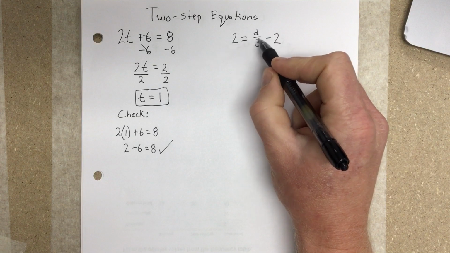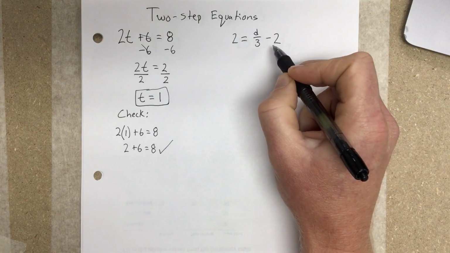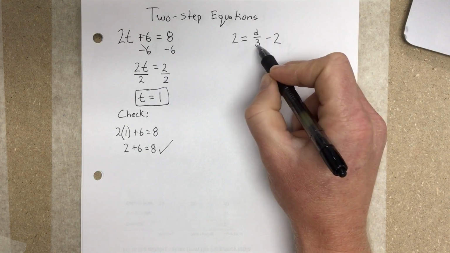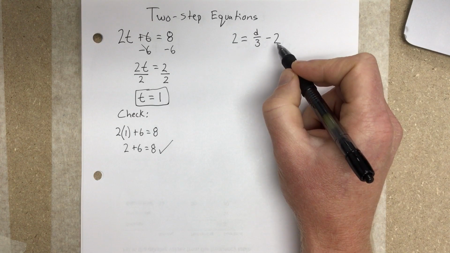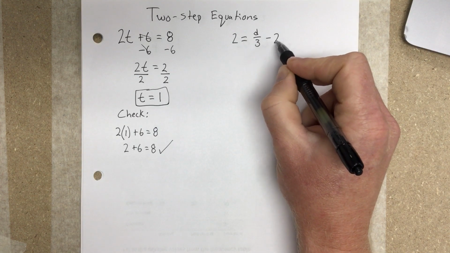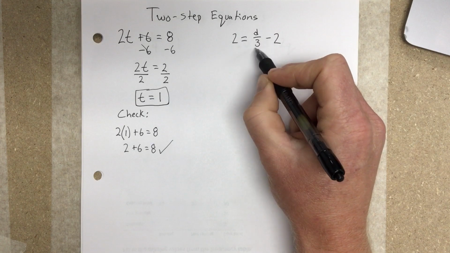So I have a fraction, and a fraction just means division. This sign is the division sign. So I have two operations here. I have division of 3, and I have subtraction of 2. So I need to do the opposite of each of those operations. I need to add 2, and then I also need to multiply by 3 because I'm dividing by 3 here.